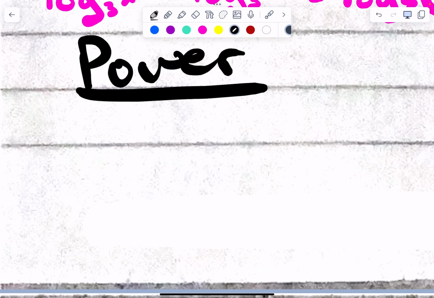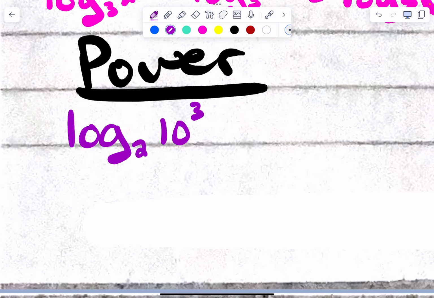So let's say I have something really big. Let me make it a little bit bigger. There we go, there's my font. Let's say I have log base 2 of 10 to the 3rd power, okay? Don't write this down. Everybody just watch. Log base 2 of 10 to the 3rd power.